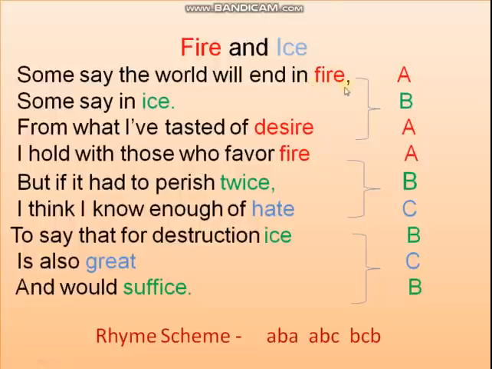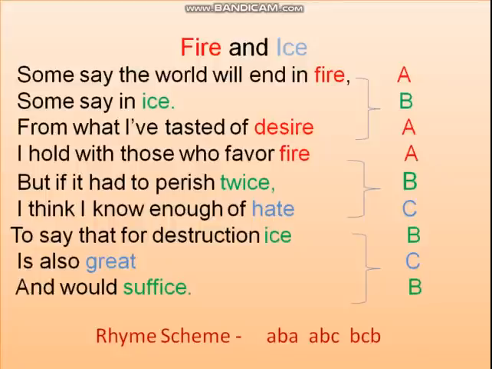Here you can see fire, desire, and fire. So here these 3 words are rhyming and we shall label them as A. Then ice, twice, ice. Ice here is being repeated, and lastly we see here suffice. So here all these 4 words are rhyming with one another. We shall call them B.